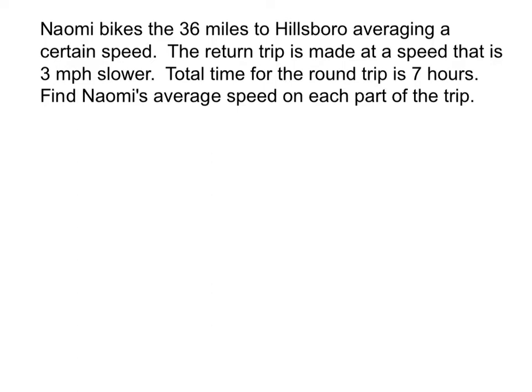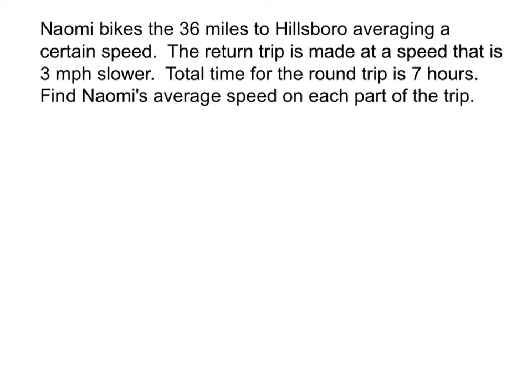In this example, we're going to solve an application using the quadratic equation. Naomi bikes the 36 miles to Hillsboro, averaging a certain speed. The return trip is made at a speed that is 3 miles per hour slower. Total time for the round trip is 7 hours. Find Naomi's average speed on each part of this trip.